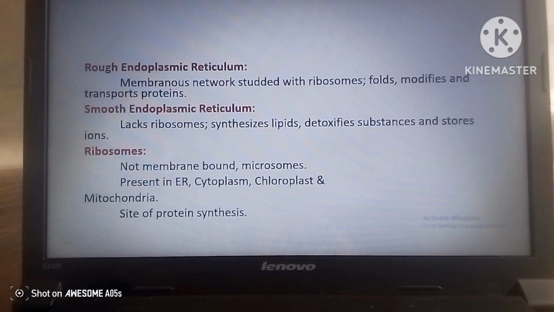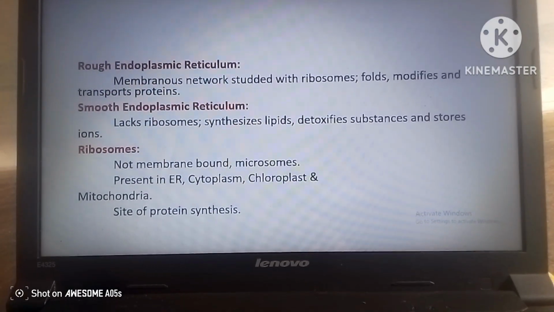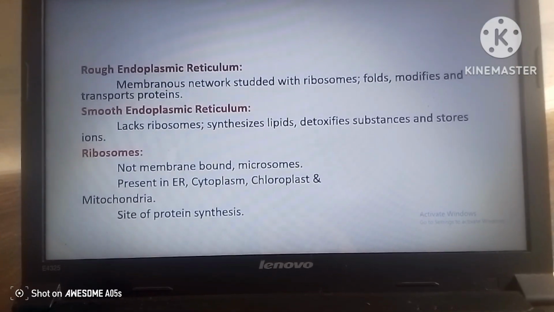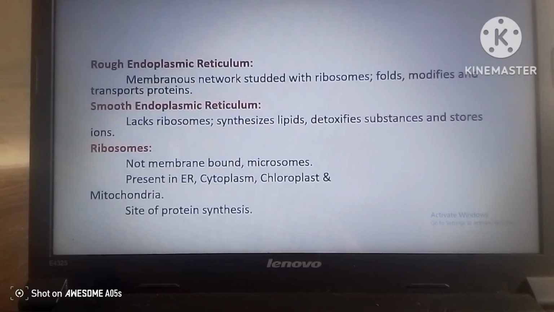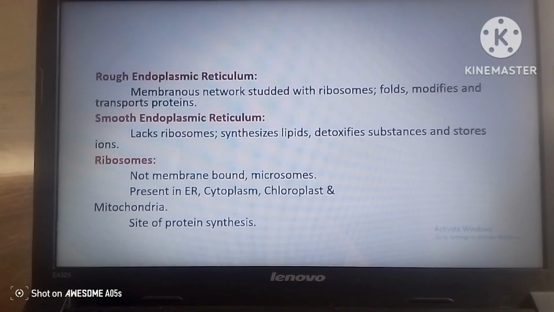Ribosomes are non-membrane bound organelles and are also called microsomes. Ribosomes are present in the endoplasmic reticulum, cytoplasm, chloroplast and mitochondria. Protein synthesis takes place in these ribosomes.